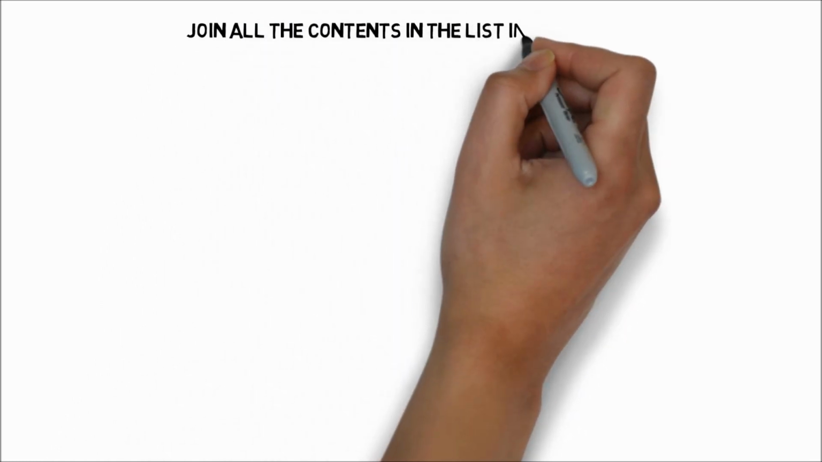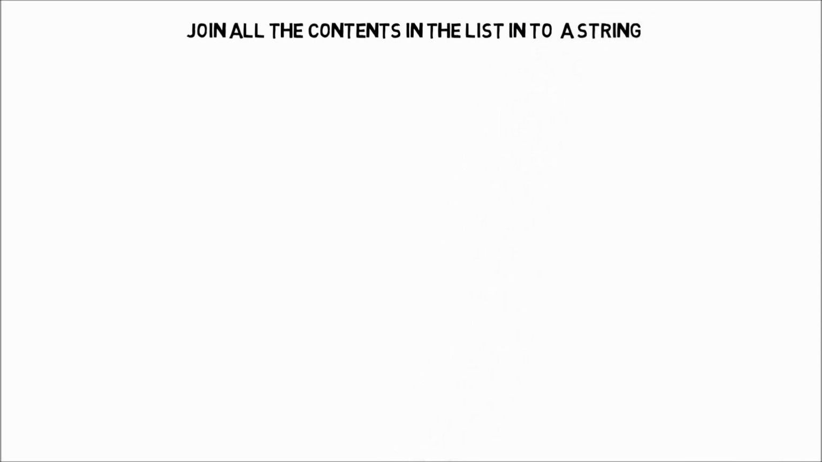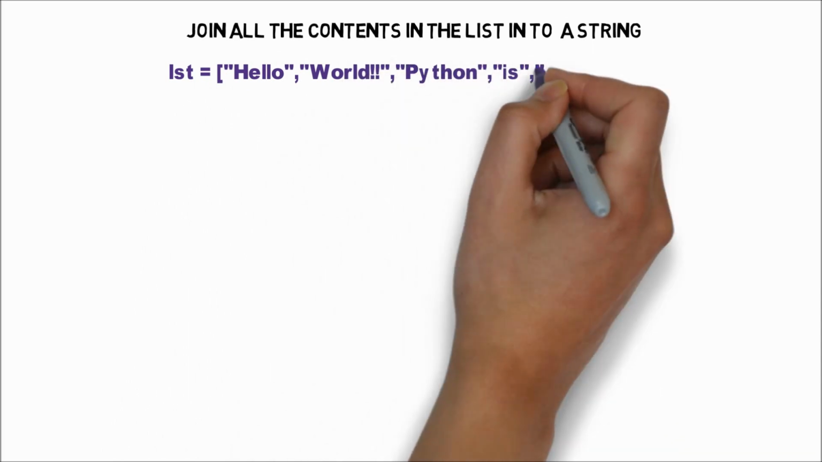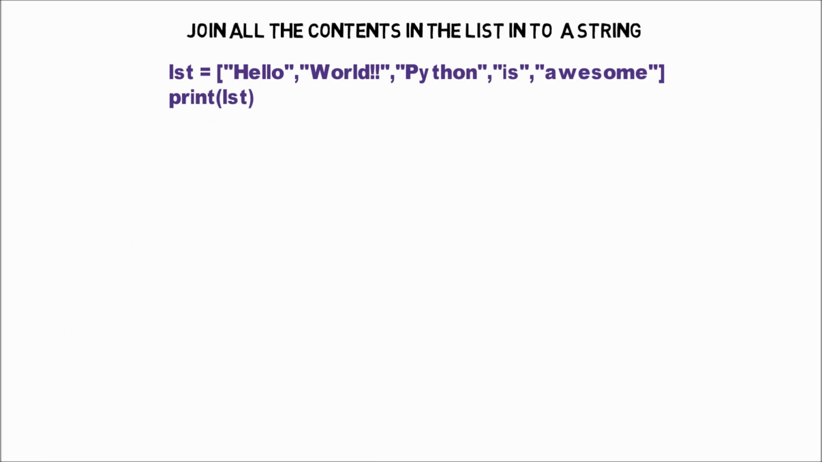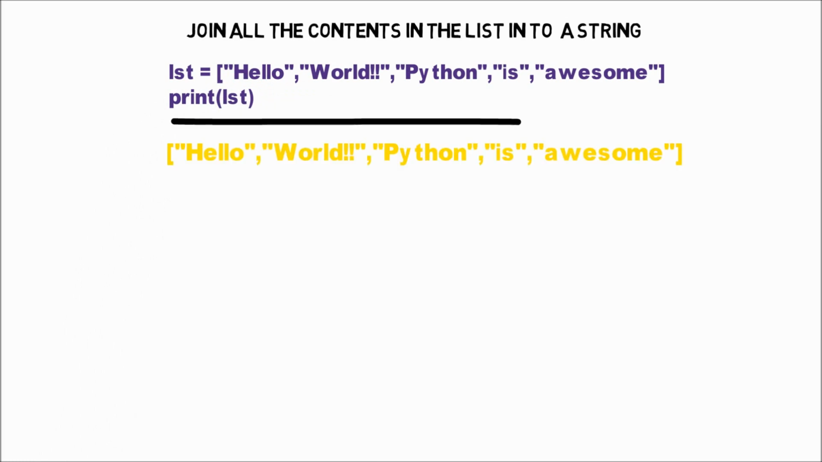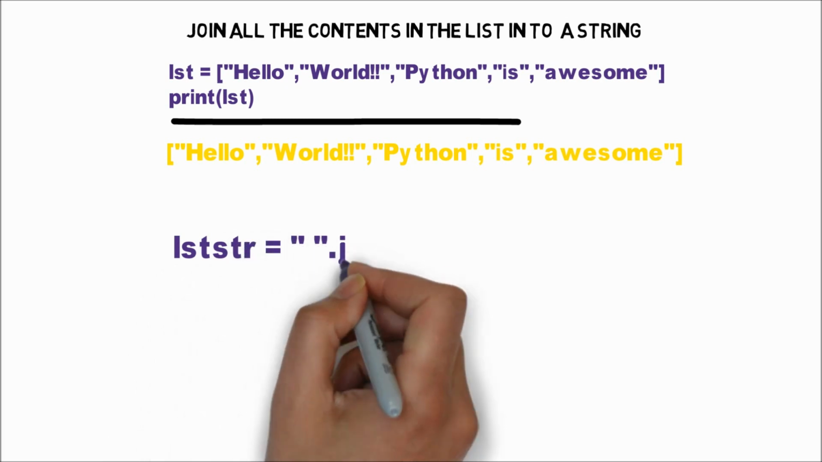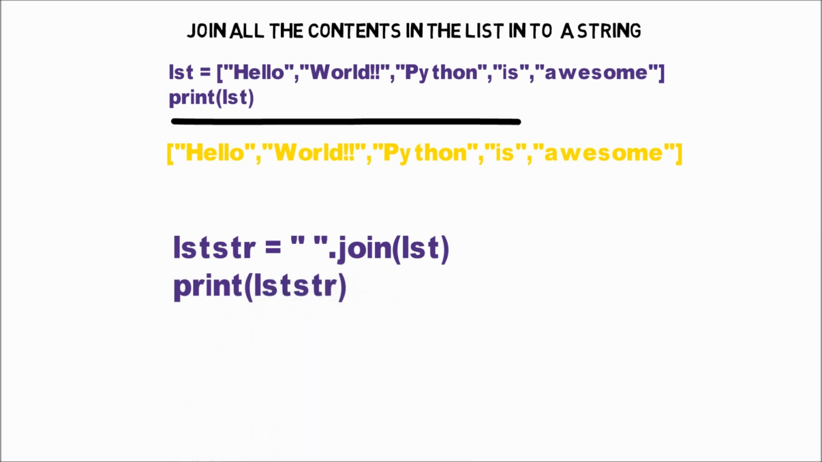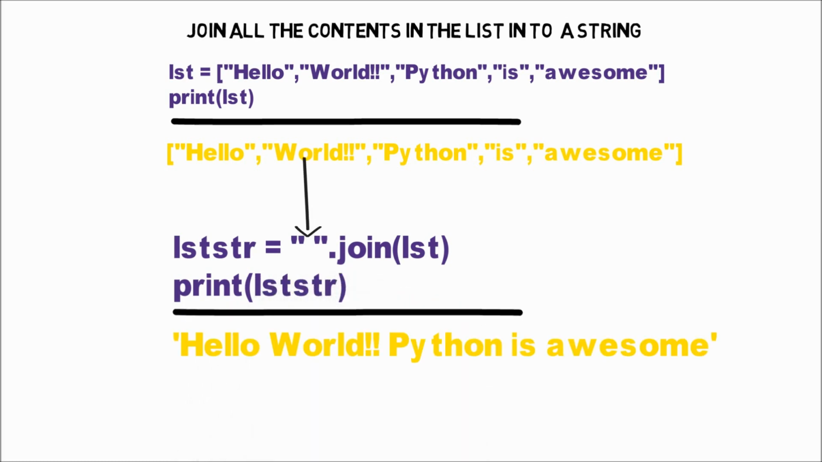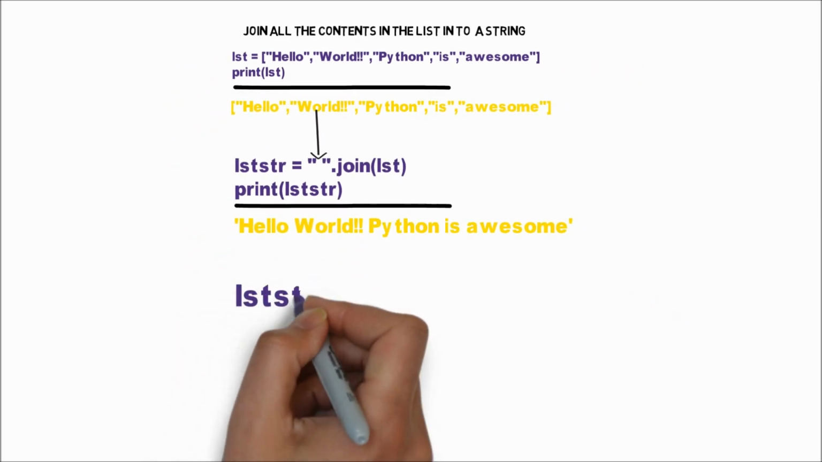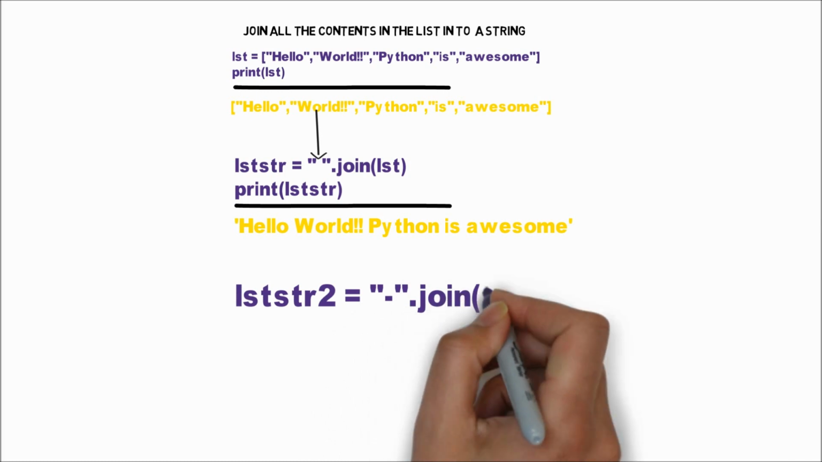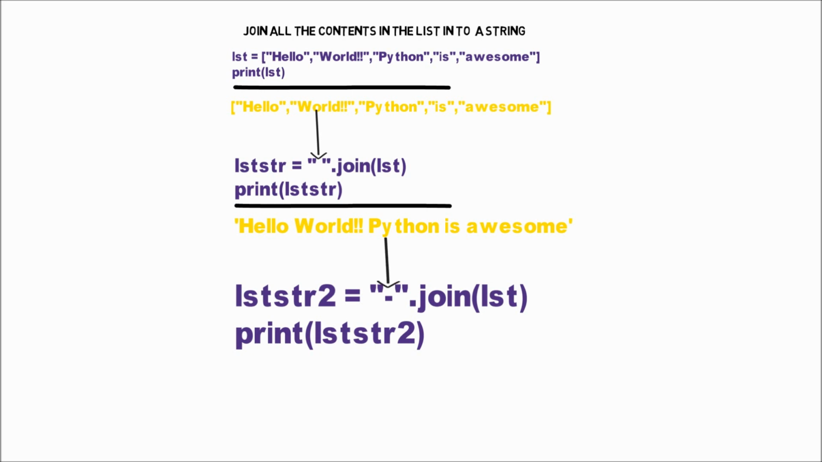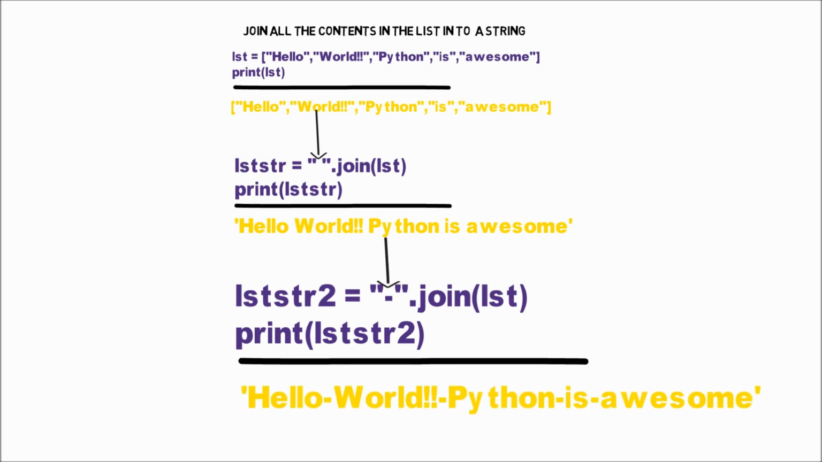Let's see how to join all the contents in the list into a string. Let's create a list lst equal to hello, world, python is awesome. In order to join each word in this list with a space in between, we can write lst_str equal to, in between the double quotes we need a space, and dot join lst. Let's print our string. Instead of space, let's say you want to join with a hyphen in between, we can write lst_str2 equal to, in between the double quotes you specify a hyphen, and dot join lst.